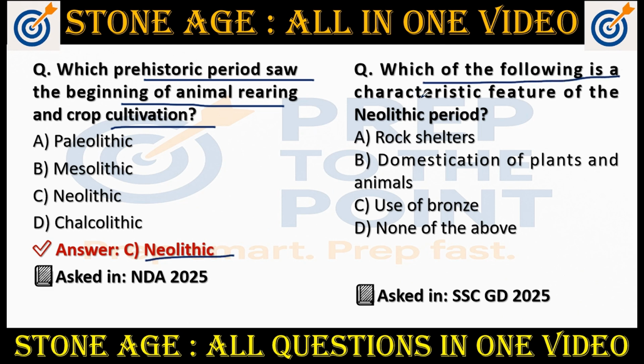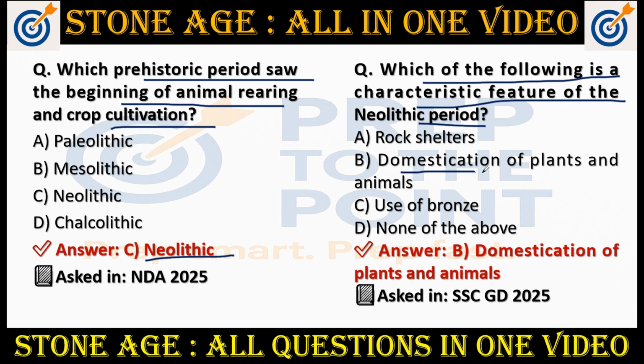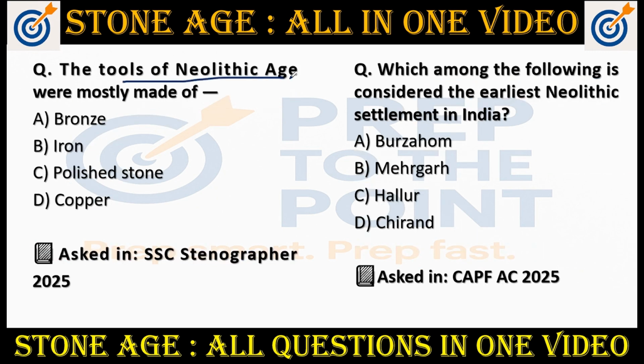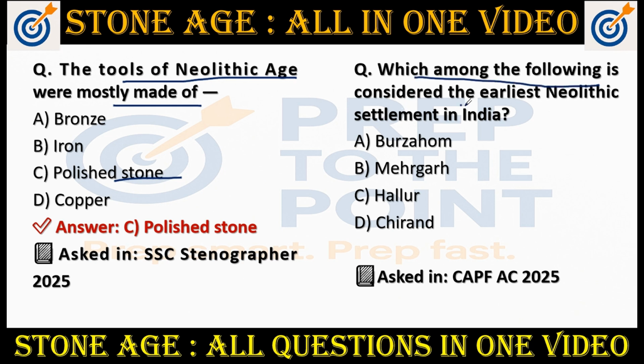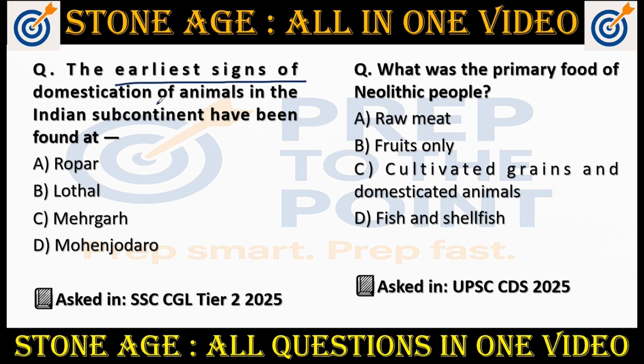Which of the following is a characteristic feature of the Neolithic period? It's domestication of plants and animals. The tools of the Neolithic age were mostly made of polished stone. Which among the following is considered the earliest Neolithic settlement in India? The correct answer is Mehergarh. The earliest signs of domestication of animals in the Indian subcontinent have been found at which site? The correct answer is Mehergarh.